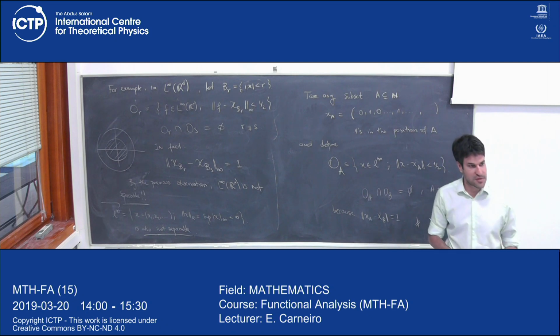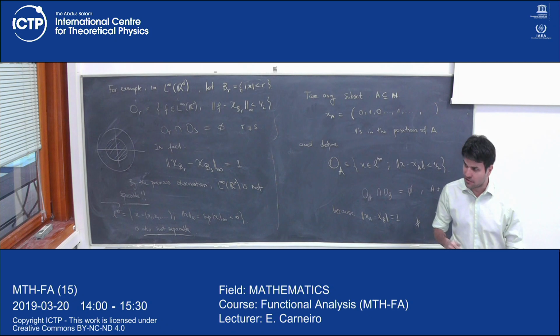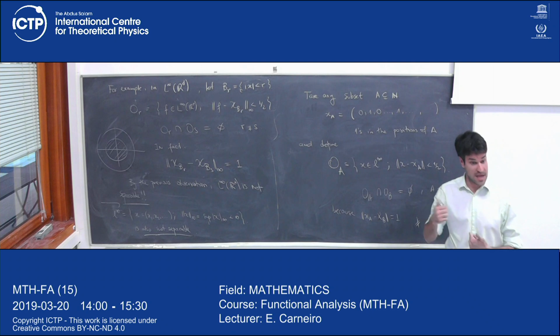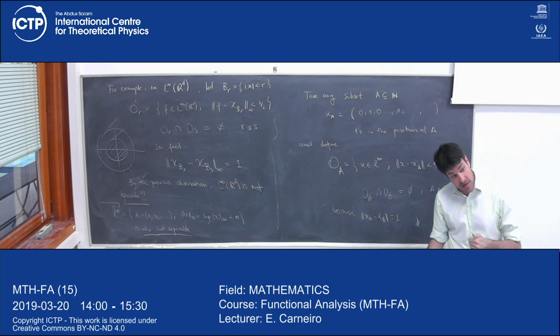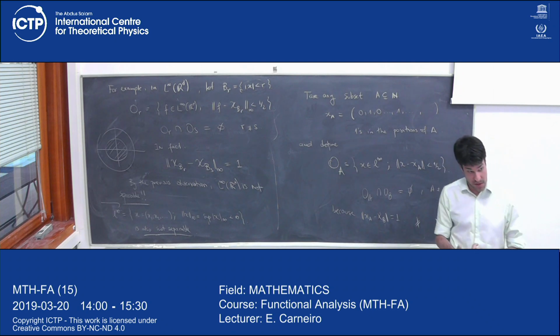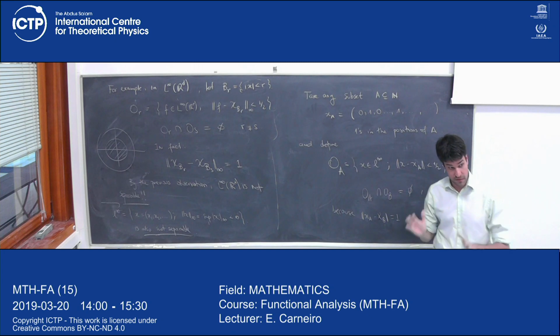But we're going to come back to the discussion on the dual and the reflexive properties. So today we showed that LP for P between 1 and infinity is reflexive, and the dual is LP prime. We're going to show that L1 and L infinity are not reflexive. The dual of L1 is L infinity, but the dual of L infinity is something that is strictly bigger than L1. So this is what we're going to do for the class on Friday.